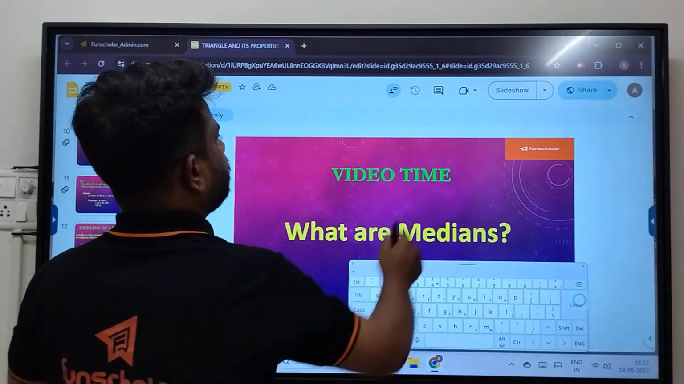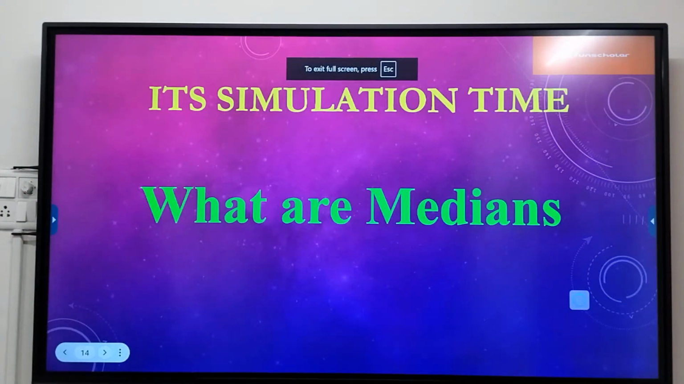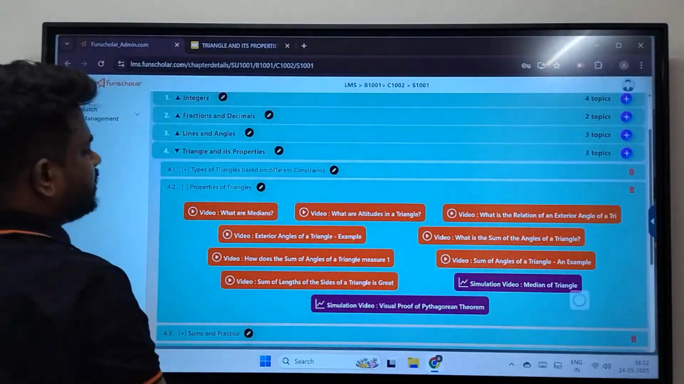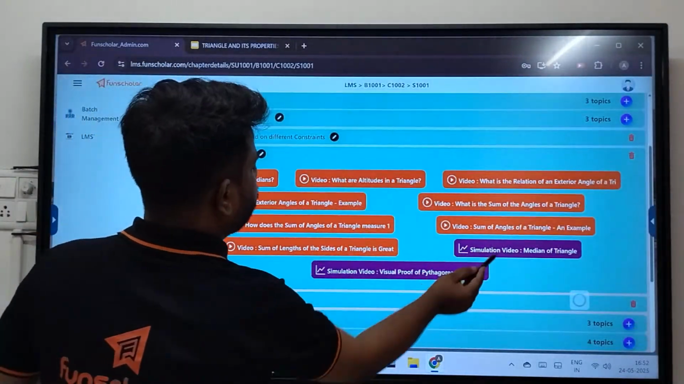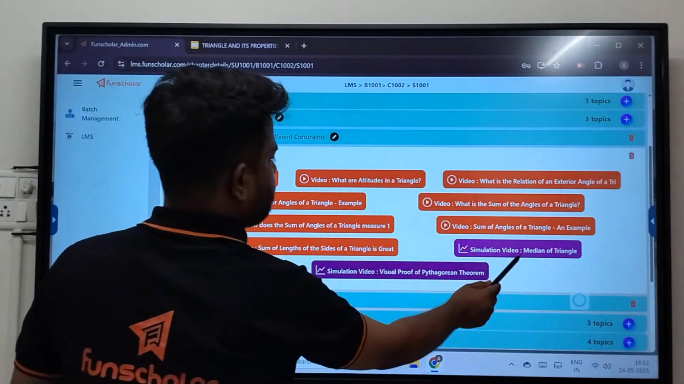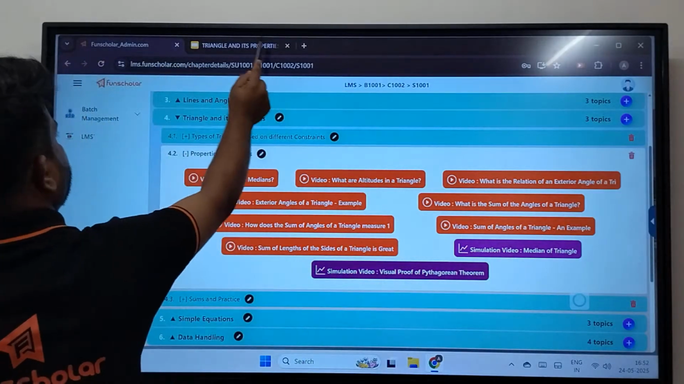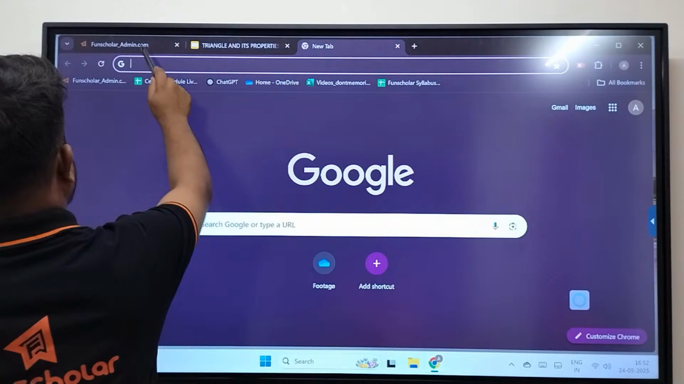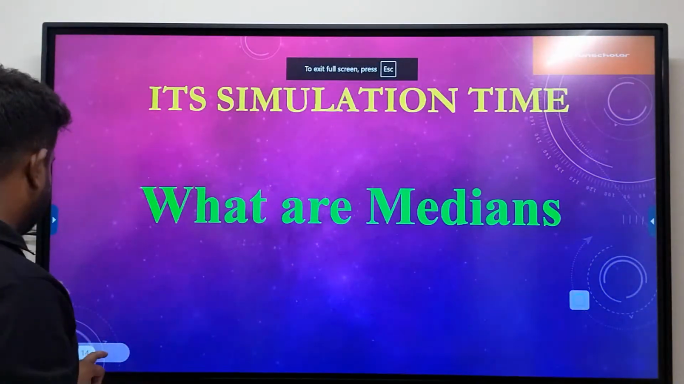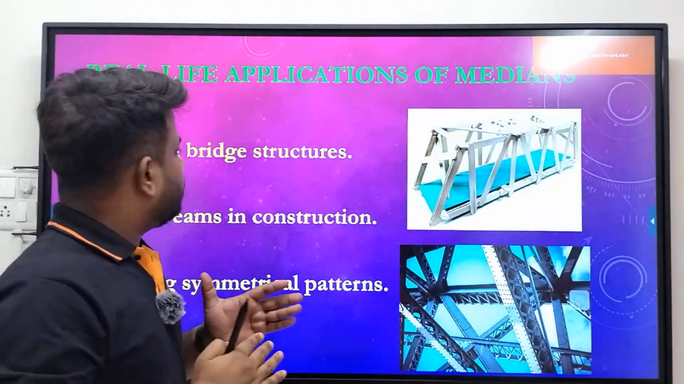Now talking about medians, we have already learned about it, and now we will watch some simulations about the median of a triangle. So let's see this one. Okay, I am playing it a little bit later.